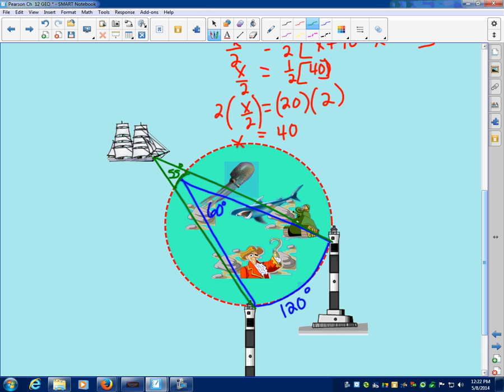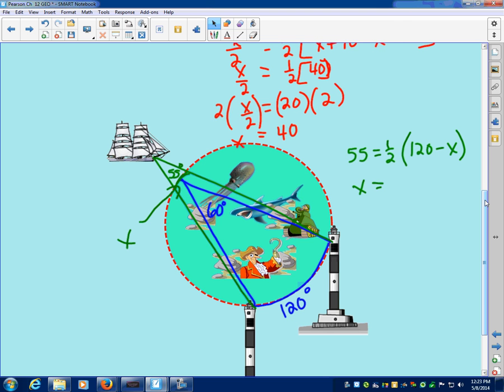It would be 55 equals 1/2. Let's call this right here x. So 120 minus x. Can you go ahead and find what x must equal if he's out at the 55 degree angle? Do a little bit of algebra here. What would x have to be? You might be able to do it by guessing and checking.